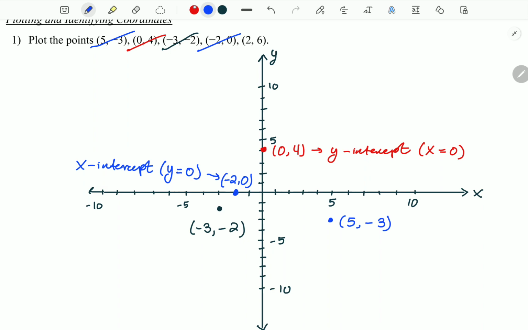And then the last one that we're going to do is going to be 2, 6. X is 2, y is 6. That is right up here. And that is how you graph coordinates. When it's on the x-axis, it is the x-intercept, y is 0. When the coordinate is on the y-axis, that's the y-intercept, x is 0.